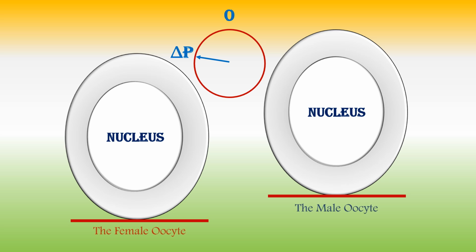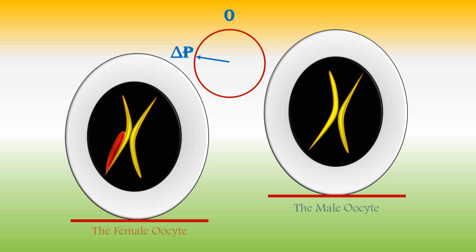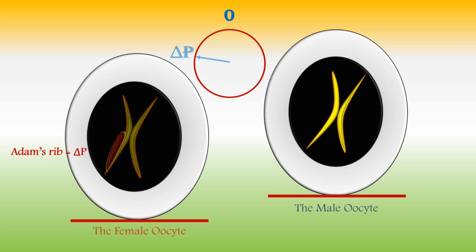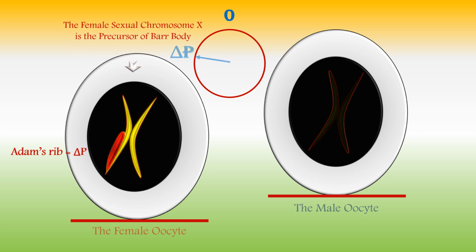Moreover, I do believe the essential and perhaps the only reason for such a difference in molecular weight between the two eggs is Adam's rib. Adam's rib is present in the female oocyte and certainly is absent in the male oocyte. In this regard, I find it important to say that Adam's rib and its porter chromosome X together form the female sexual chromosome. Moreover, the female sexual chromosome is the precursor of the famous bar body.